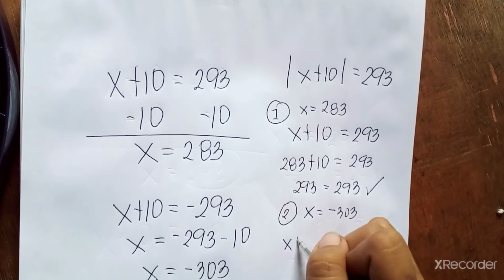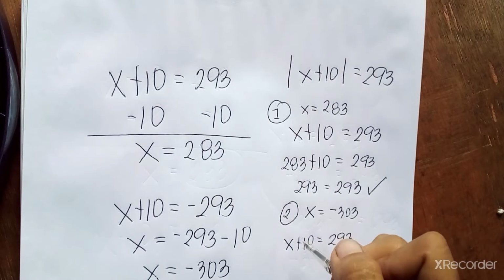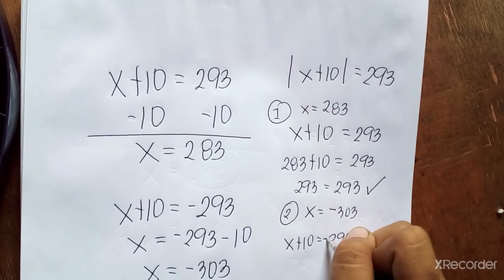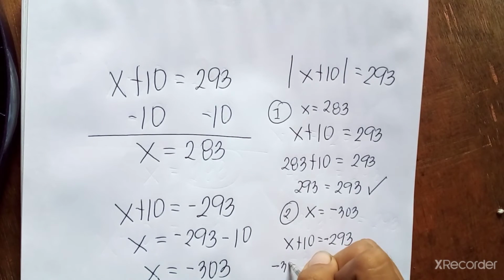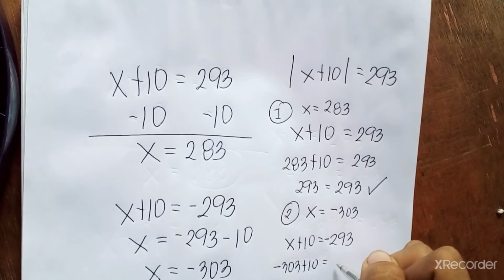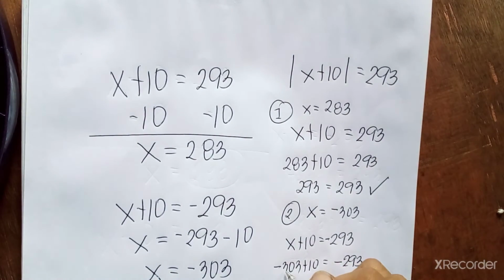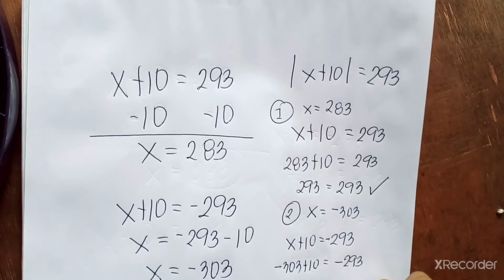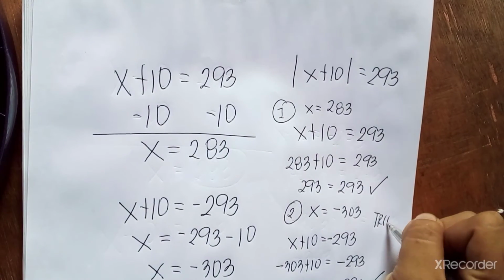And the second solution, we have x equals negative 303. So, we have x plus 10 equals negative 293. Substitute the value of x. We have negative 303 plus 10 equals negative 293, which has an absolute value of 293. So, the two solutions are true.